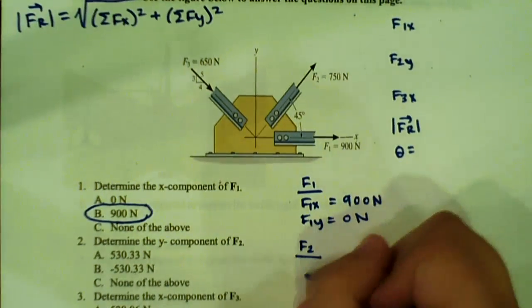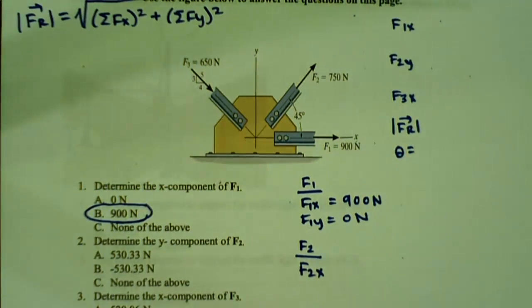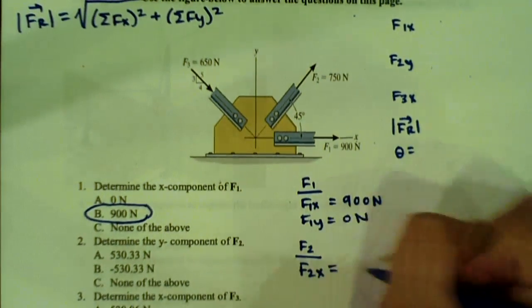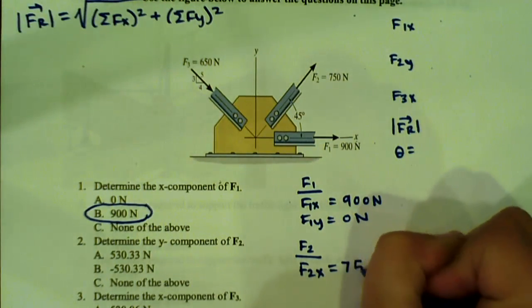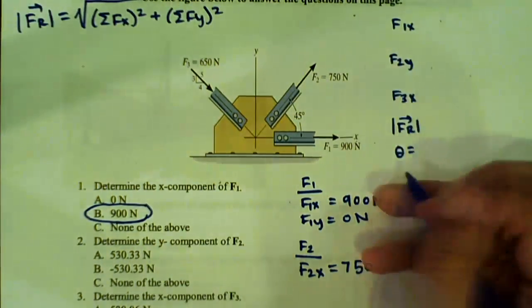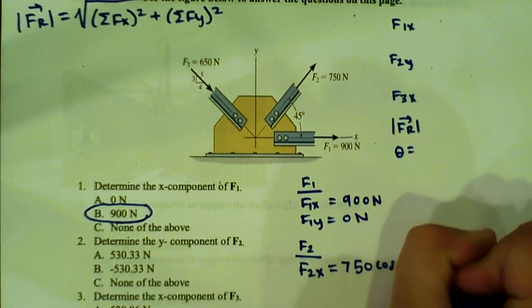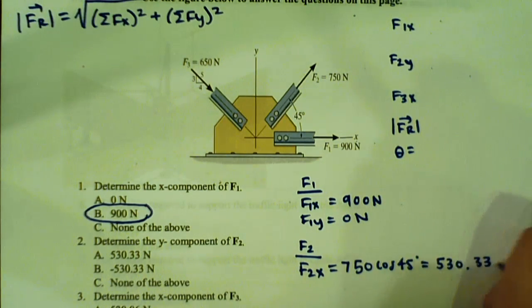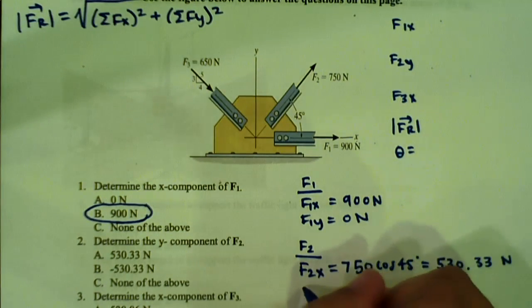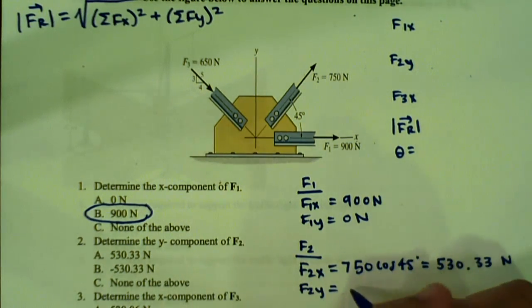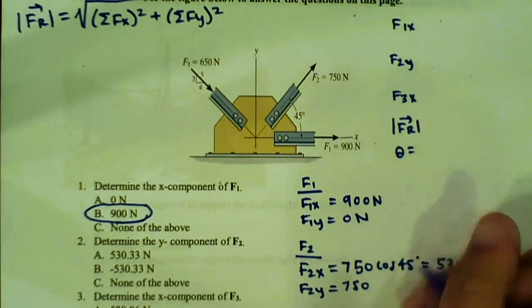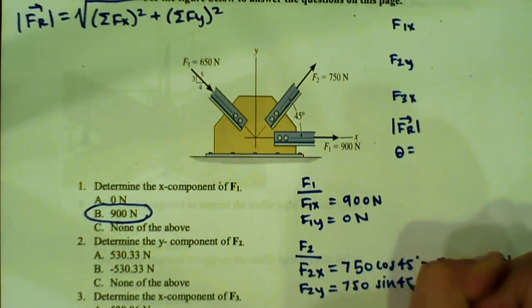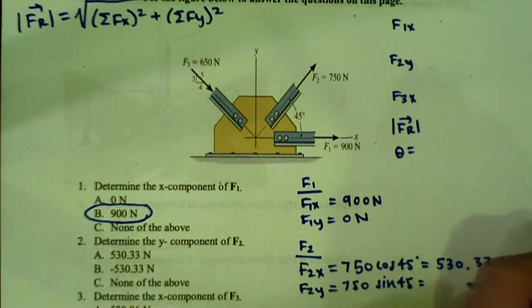So for F2, if we're finding F2x, we know that's going to be 750, and we want to make it go into the x-axis, so we're going to use cosine of 45 degrees, and that is going to equal 530.33 newtons. Now for our F2y, it's going to be 750 sine of 45, which is going to be also 530.33 newtons.